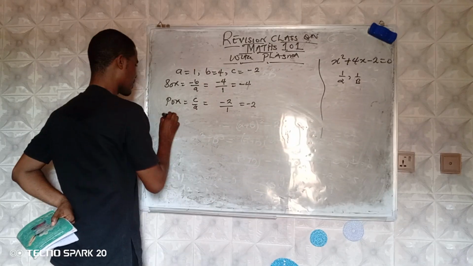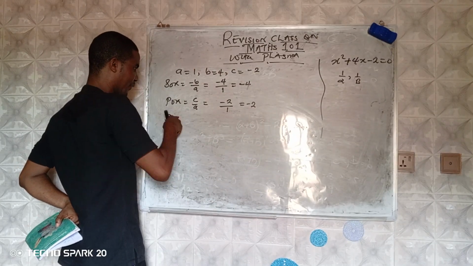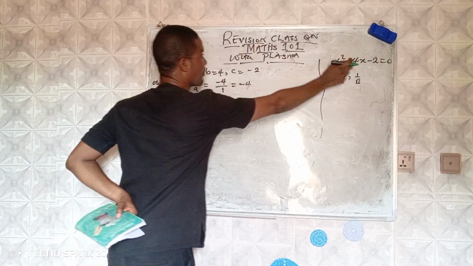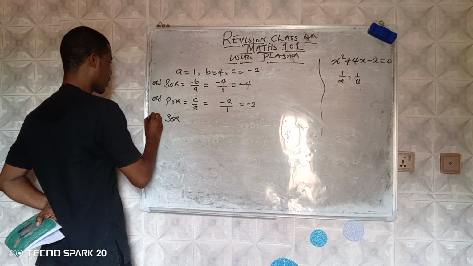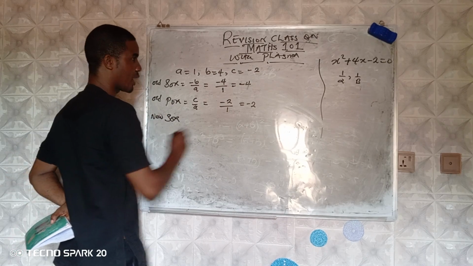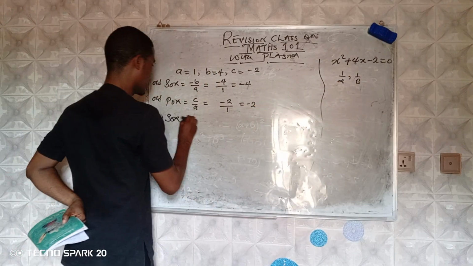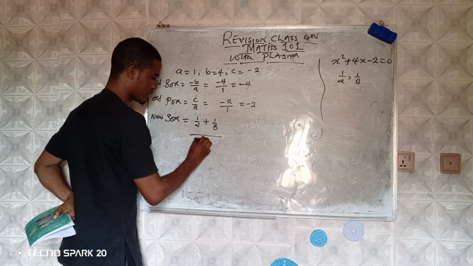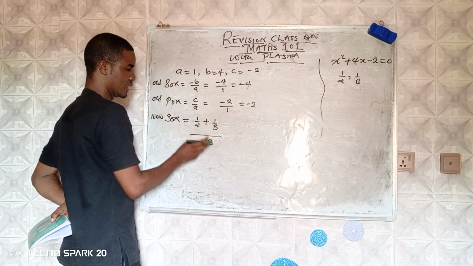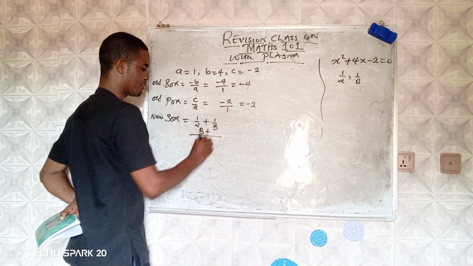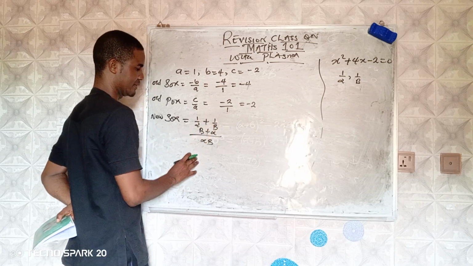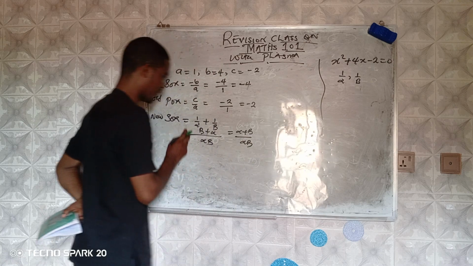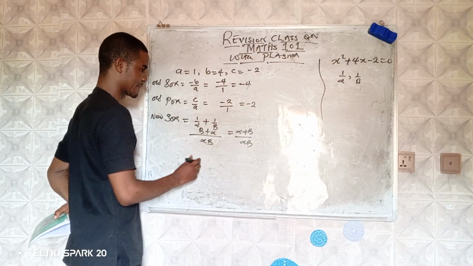Then the next thing is I'm going to find another SOR, but in this case I'll be adding these. So I'll say another SOR, which is for the new one. I call this one the old one, because it was gotten from the primitive equation. Now I'm calling this one the new one. The new SOR, I will have this plus this: 1 over alpha plus 1 over beta. Normally, I'm going to take LCM to add these two. Then this will give me beta plus alpha, which is alpha plus beta over alpha beta.